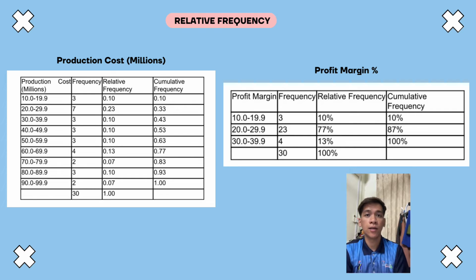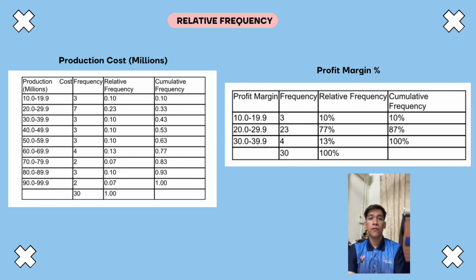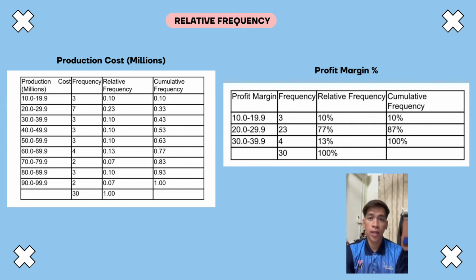After that, we calculate the relative frequency and cumulative relative frequency. To find the relative frequency, we need to divide the frequency of each class by the total number of frequencies. For example, 3 divided by 30 we get 0.1, and 7 divided by 30 we get 0.23. Continue the same with all classes.